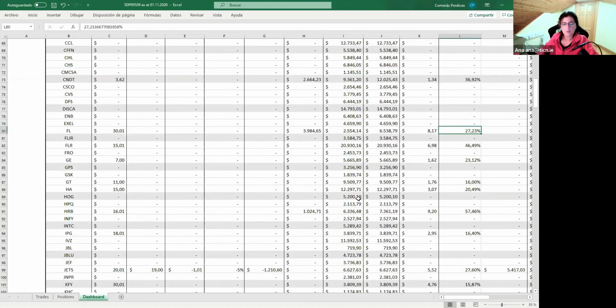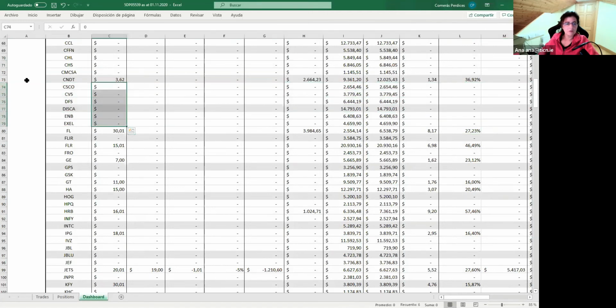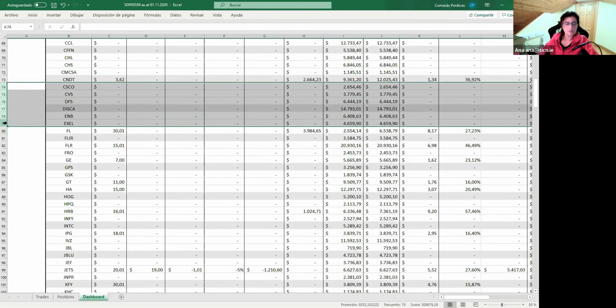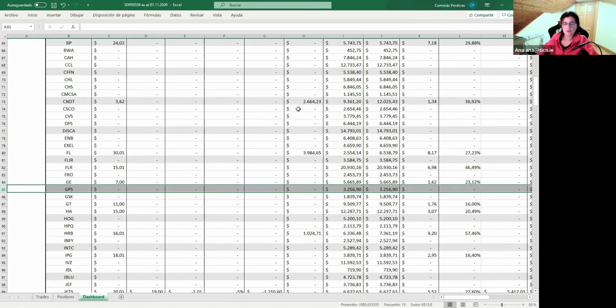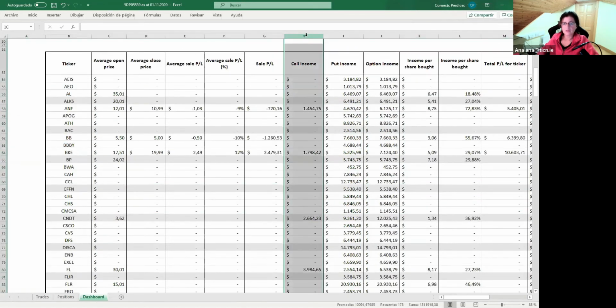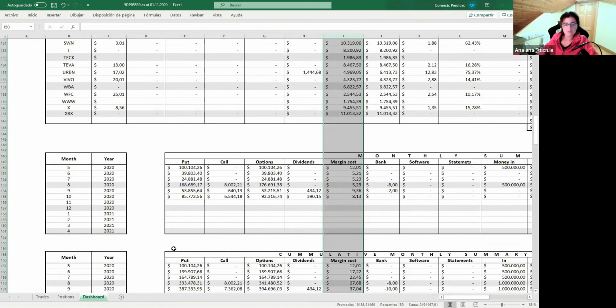Thing is, what I want to grab your attention on is that many companies, all these ones that have nothing here, we just collect the rent, we keep the money, and we never even had the shares, or this one or this one. So it takes a while for a new account to get the shares put to us. Then we start selling call income, but in all cases we get put income to begin with, and with our money we buy more shares.